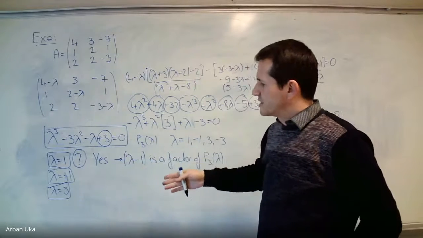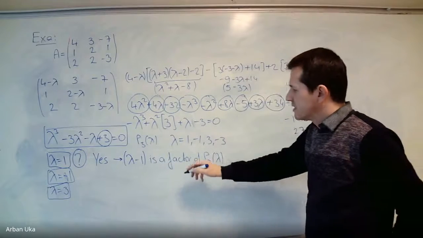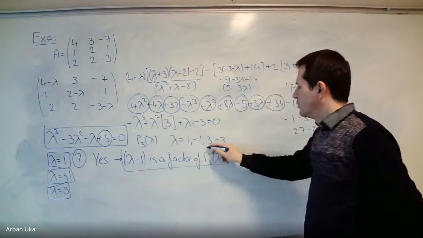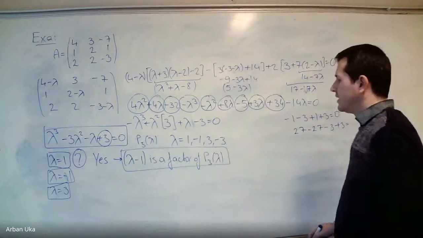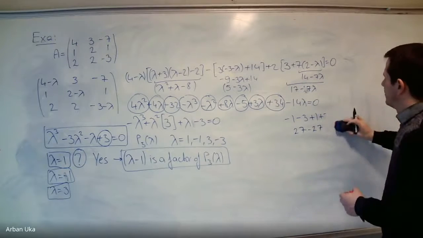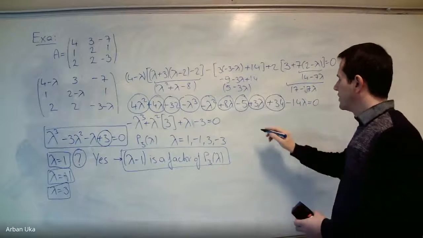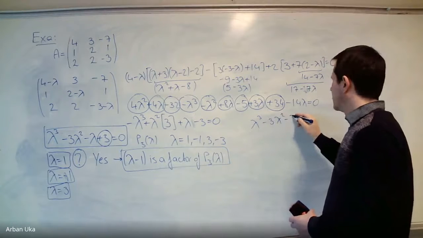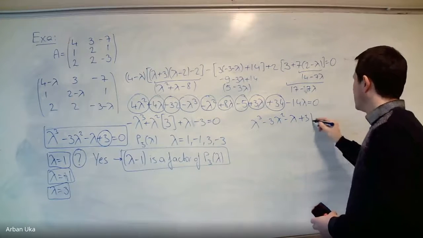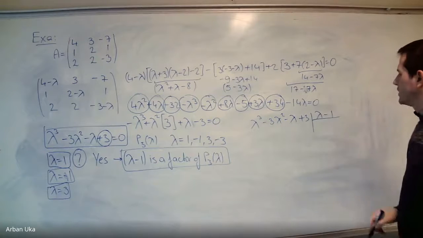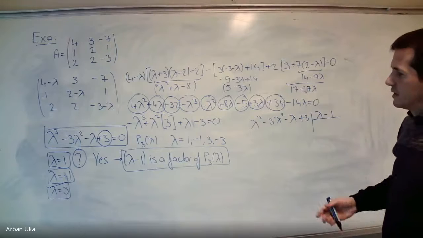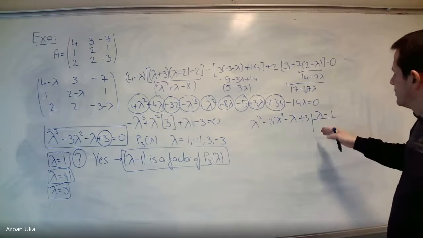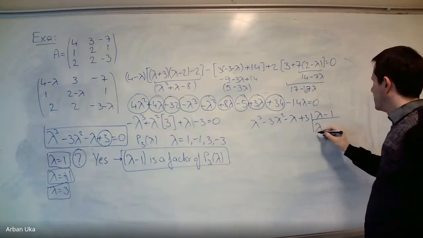Maybe the problem is not this easy. Then based on this statement here, what we could do is the following. We can take the division of this third order polynomial, lambda cubed minus 3 lambda squared minus lambda plus 3, and divide it by lambda minus 1. Okay? So we find this, and then what do we get here?